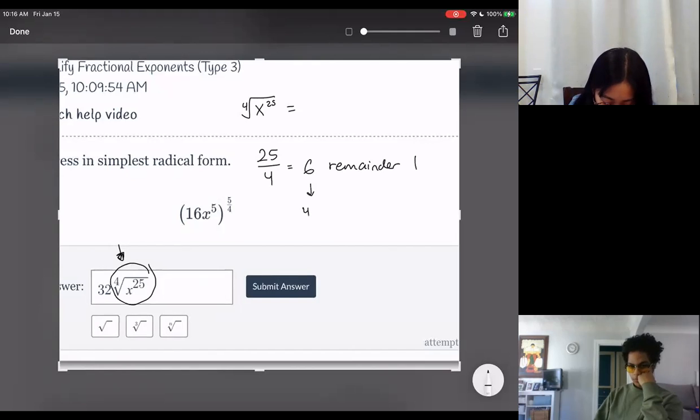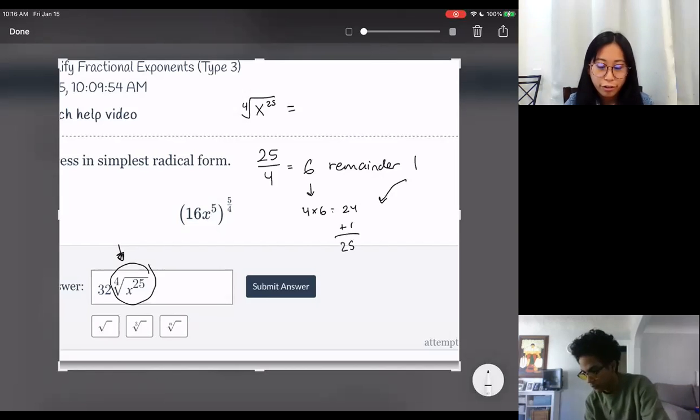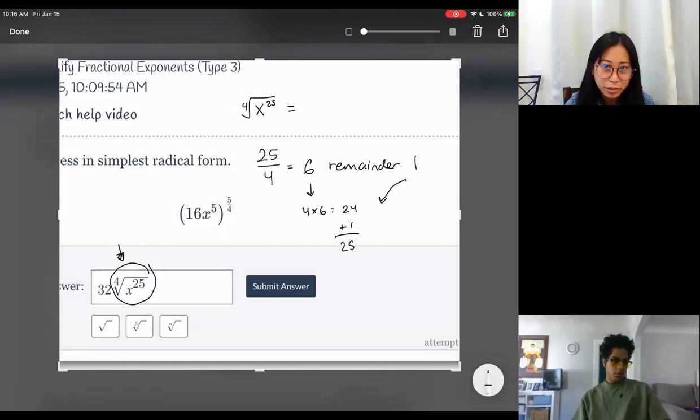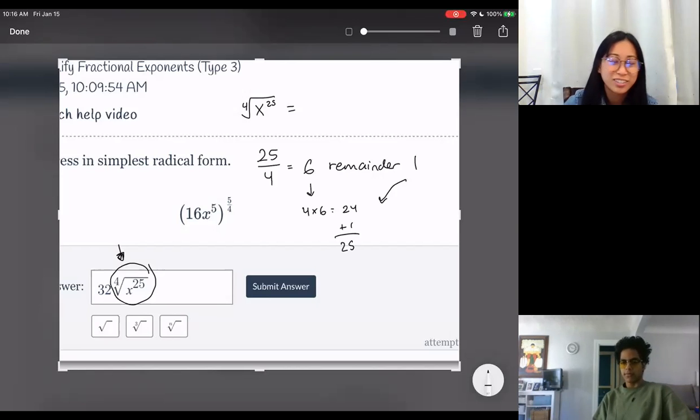Let me just show you what that means. 4 times 6 is 24, and then if you add the remainder 1, that's going to give you 25. So 4 fits into 25 6 times with a remainder of 1. Is that okay so far? Oh, I should pause the video. Okay, you said yep. So 4 fits into 25 6 times with a remainder of 1.